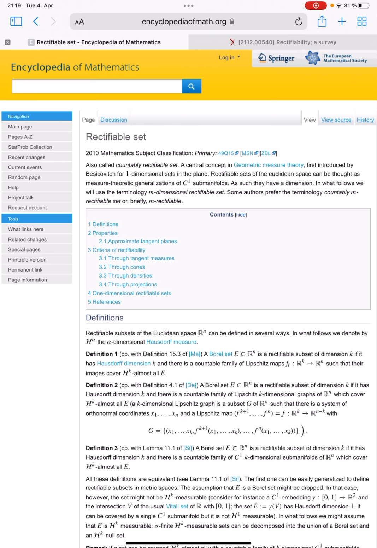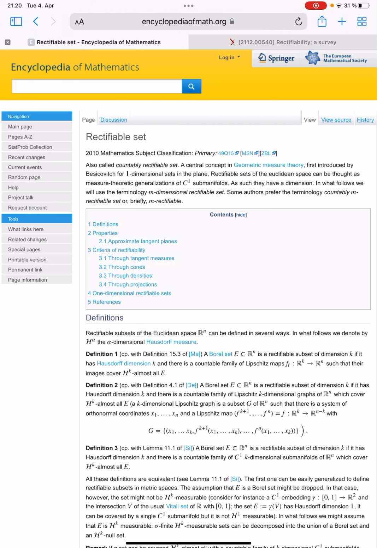So basically, a rectifiable set, a quick recall, was a subset of a bigger Euclidean space Rn if there were countably many Lipschitz maps from the smaller dimensional Euclidean space Rk, such that the images of these maps, now they are subsets of the Euclidean space Rn, cover your set, maybe not all of it, but they cover it except for a set of HK measure 0.